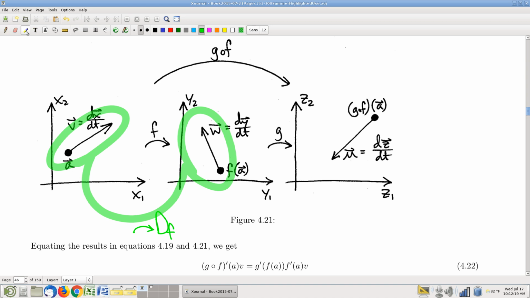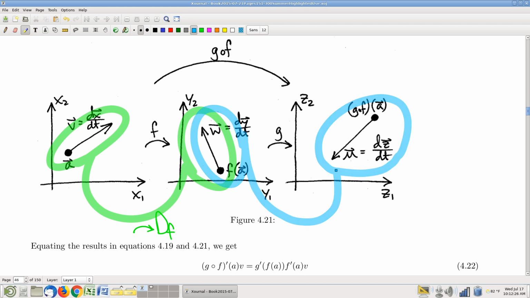Continuing the pattern, y'all can probably guess how this is going to go down. What's the relationship between dy dt and dz dt? It's by way of the derivative of, I guess I should go ahead and do this, the derivative of the g function, just like this was the derivative of the f function. So, colors, we're going to plug in dy dt into the derivative transformation of g.